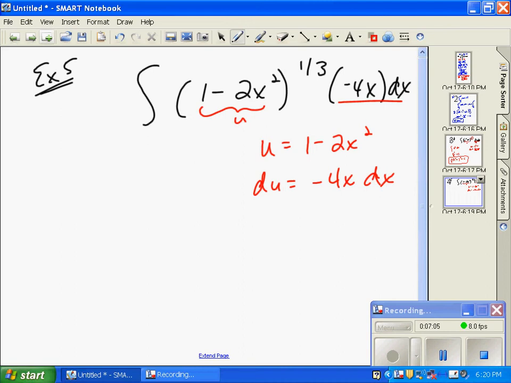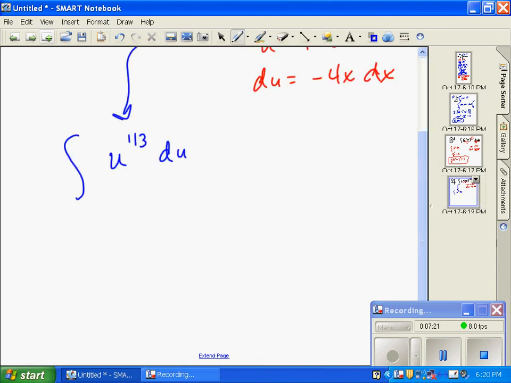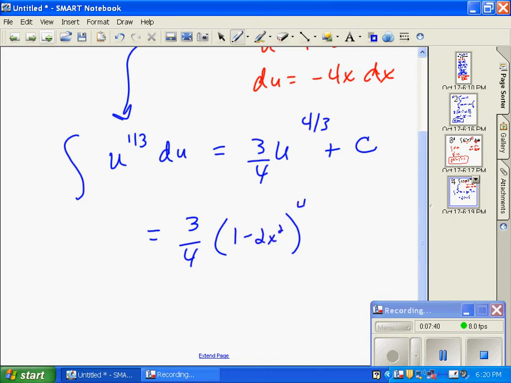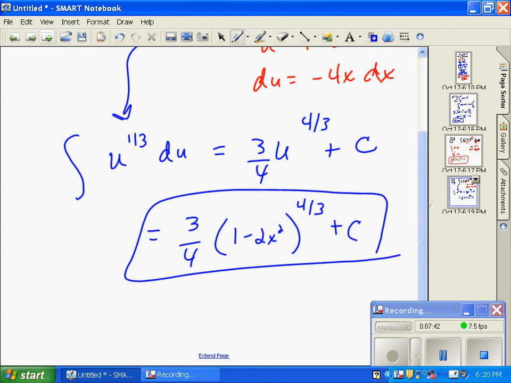So I look up here, do I have a du up here? Yes, I do. I'm lucky on this one. It will not always work out that way. So then I rewrite this integral with my value of u substituted in. That is u to the 1/3 du. And then I can do the antiderivative of that. So I'm going to get u to the 4/3 times 3/4 plus c. And my final answer is 3/4. Substitute in your u value, gosh, I forget what it was already, (1 minus 2x squared) to the 4/3 power plus c, and there is our answer.